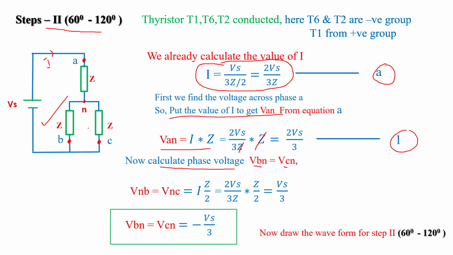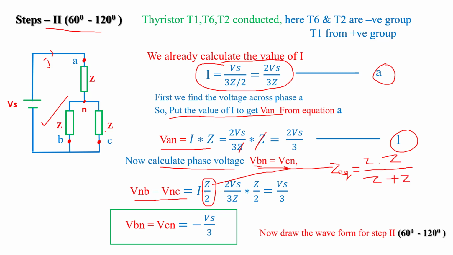Now calculate the phase values for VBN and VCN. Here we see in the circuit diagram VBN and VCN both are in parallel, and we know that if two components are in parallel, the voltage across both of them is equal. That is why VBN equals VCN. Now VBN equals VCN equals I multiplied by Z by 2. Why Z by 2? Because these two impedances are connected in parallel, and if impedances are connected in parallel, we find the value of the parallel impedance. How to calculate parallel impedance? Z multiplied by Z divided by Z plus Z. After solving this, we get Z by 2.